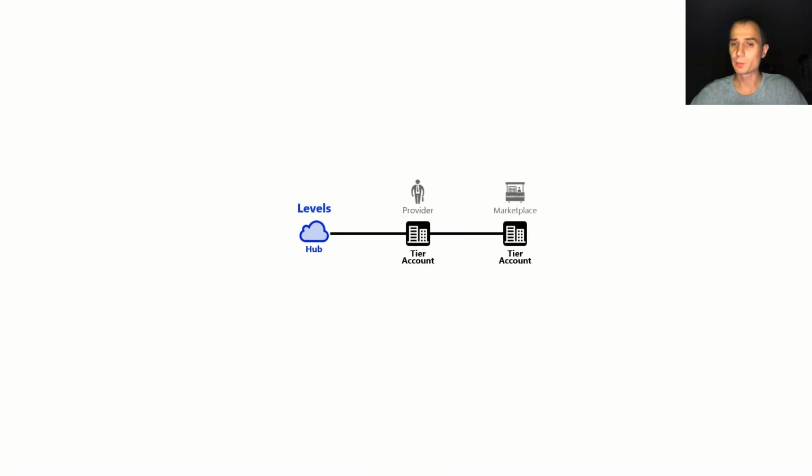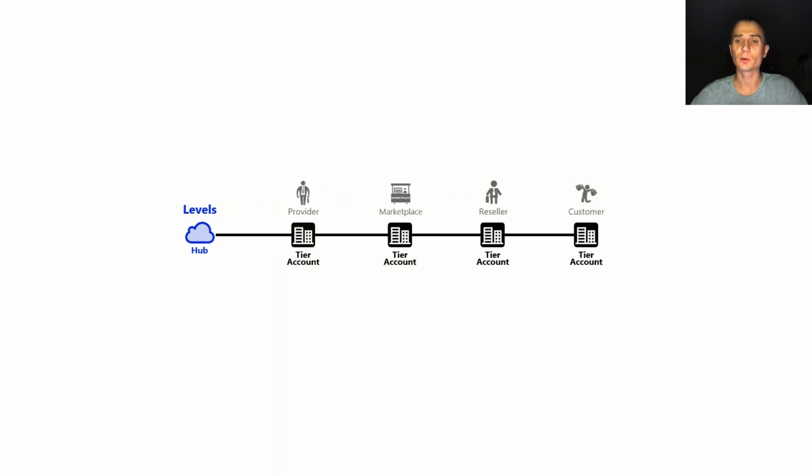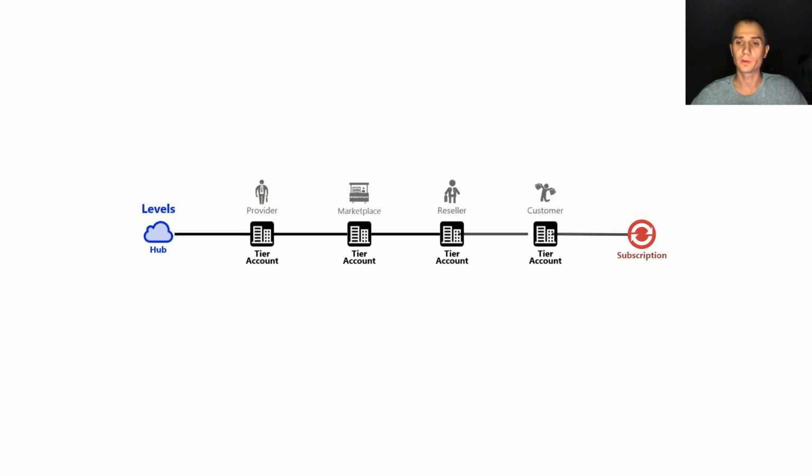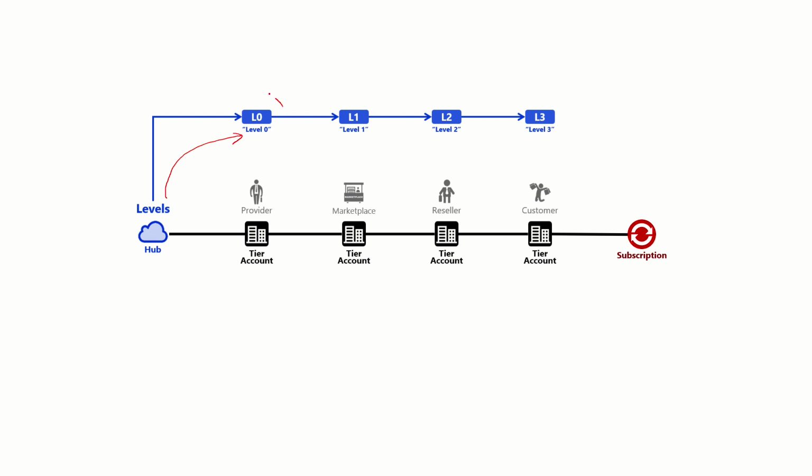Now, the next concept that we need to understand is relative addressing of certain tier accounts in the system. On the provider side, we have hubs, and within those hubs, we have a hierarchy of tier accounts: providers, maybe marketplace, fake resellers, resellers, down to end customers, and then those end customers would have subscriptions. There are two ways that you can address, obviously, in this hierarchy. You can address this hierarchy from the top, and we call those levels. So provider will be level 0, marketplace in this example will be level 1, etc.